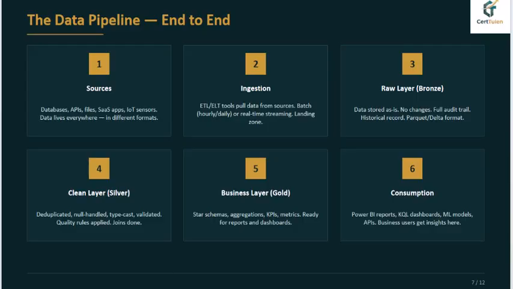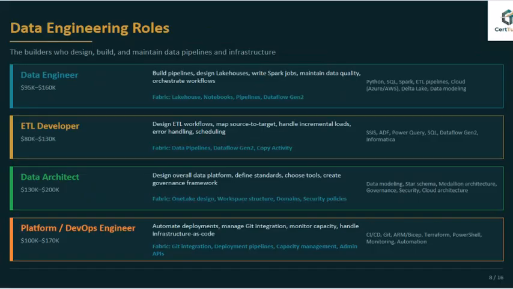And step 6, consumption. Power BI reports, KQL real-time dashboards, ML predictions, APIs. This is where the business users finally get their insights. This bronze, silver, gold pattern is called Medallion architecture, and it is a standard in modern data engineering.